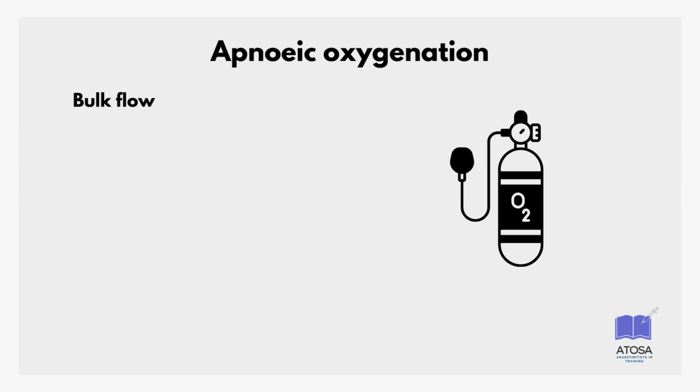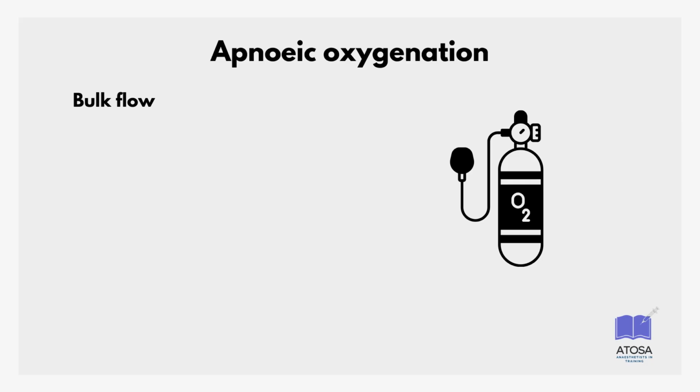Number one, bulk flow of oxygen during apnea. If you supply oxygen to the pharynx at a high enough flow rate and the airway is patent, then oxygen will move down its concentration gradient from the pharynx and into the lungs. This requires keeping your fresh gas flows high, at least 10 liters a minute, and making sure you have a tight-fitting mask and a patent airway. You can use a two-handed technique to keep the head extended and ensure a good jaw thrust, and make sure that the face is lifted and tightly fitted into the mask.